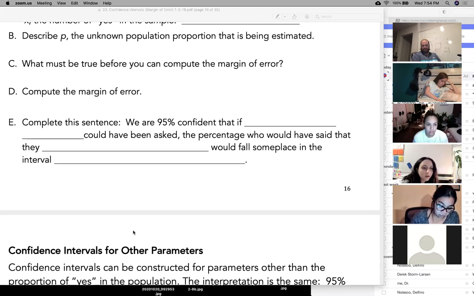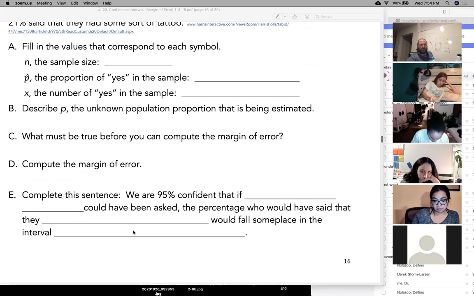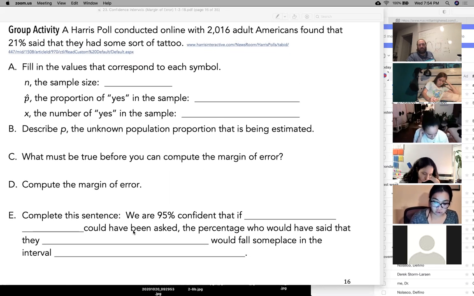So what do we get? 0.022. Yeah, so about 2.2%, give or take. A fairly small margin of error. So whatever number I get, which is what, 21%, is between what, 19%? Well, actually, we can do it here.